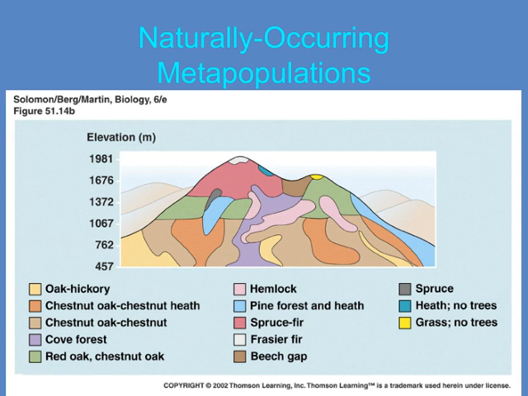These are groups of populations that exist across different habitats or locations, but are connected through the movement of individuals. Essentially, they form a network where local populations can go extinct, but can also be recolonized by individuals from neighboring populations. This dynamic helps maintain the overall stability of the species in a given area.